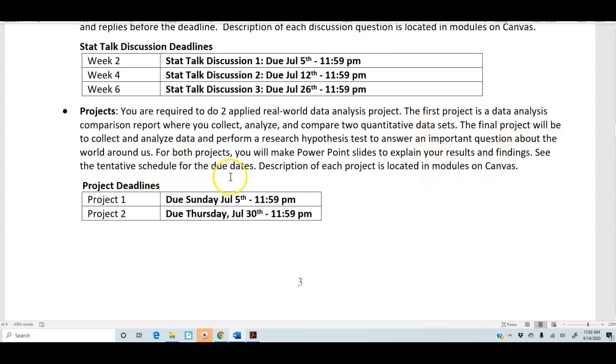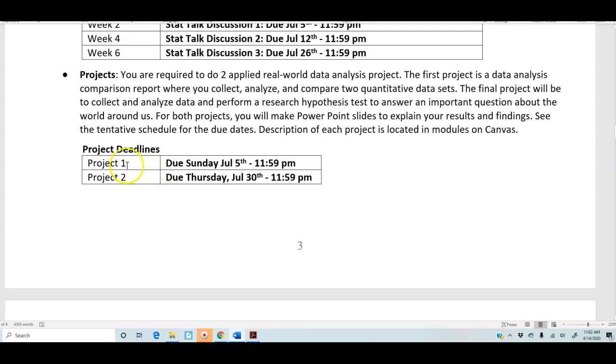See the tentative schedule for the due dates. Description of each project is located in modules on Canvas. So here are the due dates for the projects. On Canvas, I also post examples of students' prior work for each project, and you'll be able to look at those to determine how to go about finishing each project.